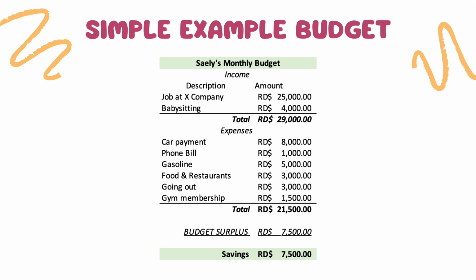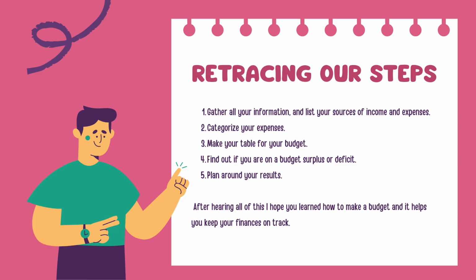Conclusion. Now, let's review all our steps. First, we gather all the information and list our sources of income and expenses. Second, we categorize our expenses. Third, we make our table for our budget. And fourth, we find out if we are on a budget surplus or deficit and plan around those results.